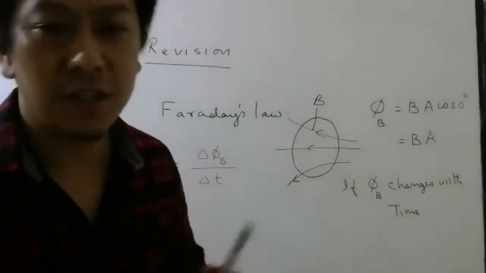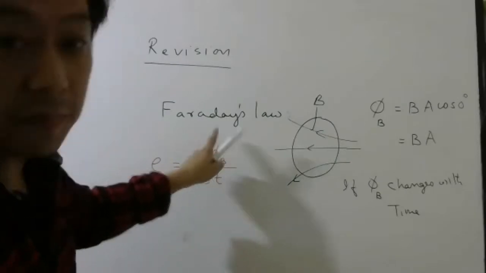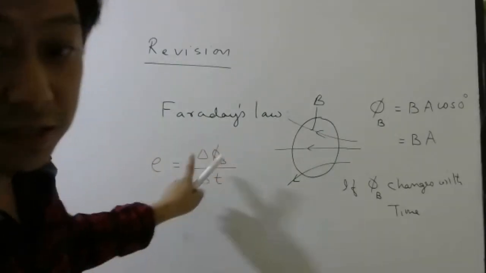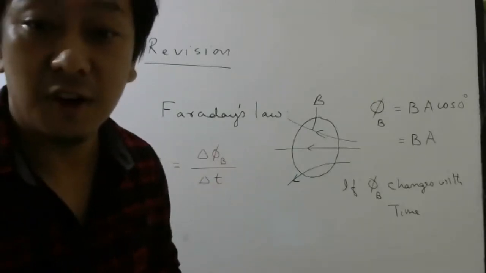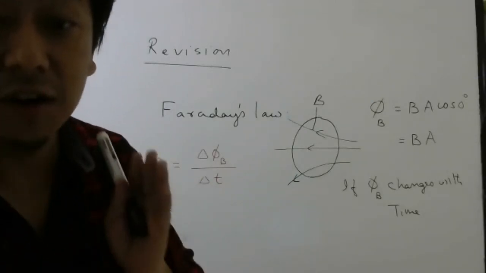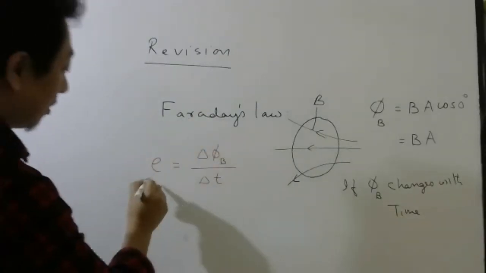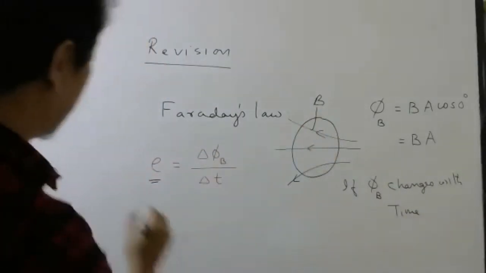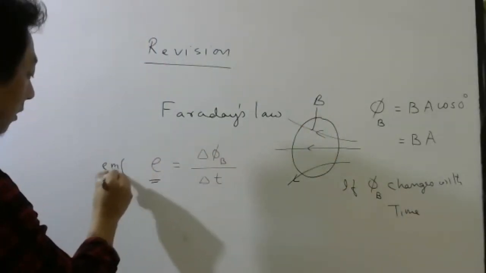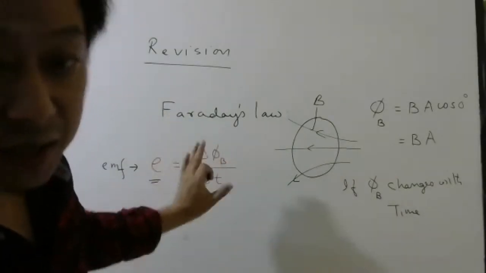For anything to change, students, it always takes time. So this is the change in the magnetic flux. This is the time interval. If you divide these two, that is called rate of change of magnetic flux. So according to Faraday's law, the EMF produced in this circuit is equal to the rate of change of magnetic flux.